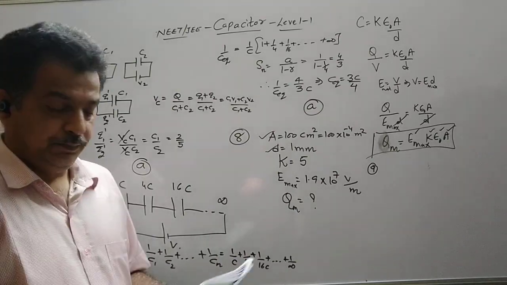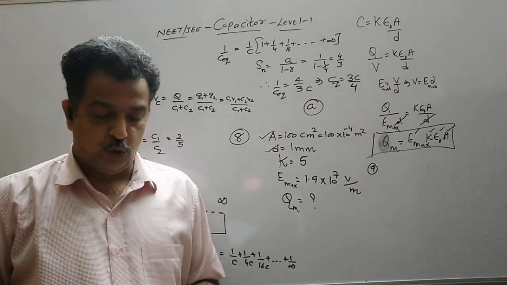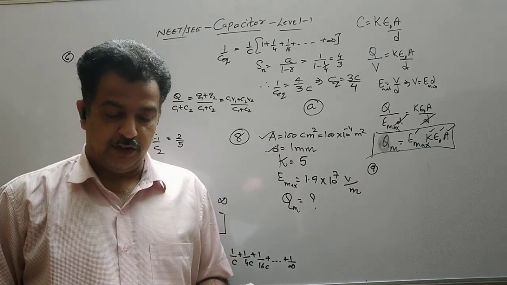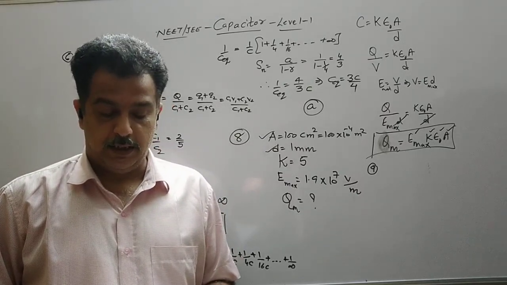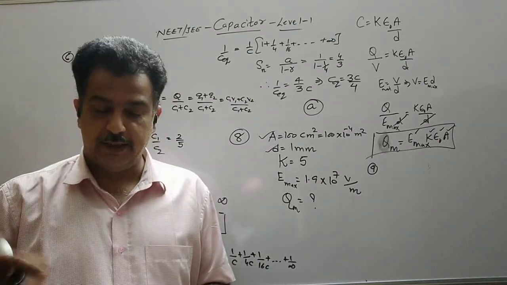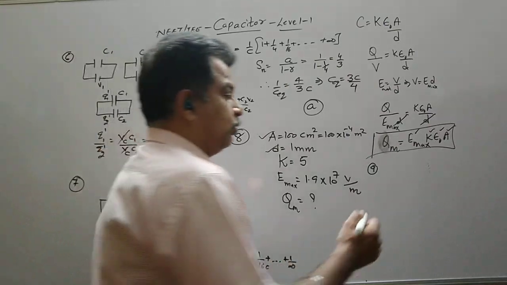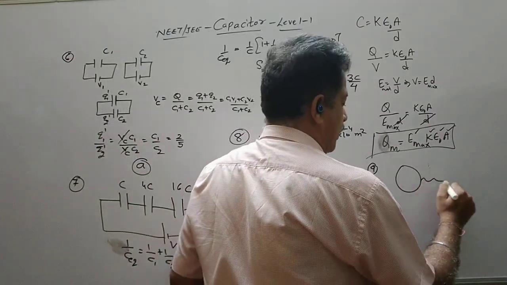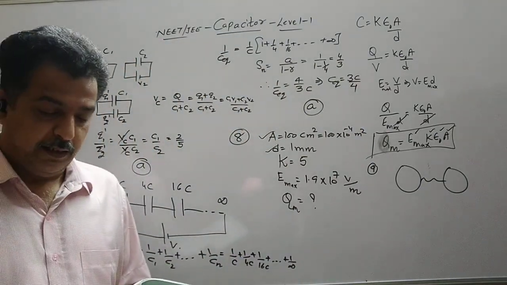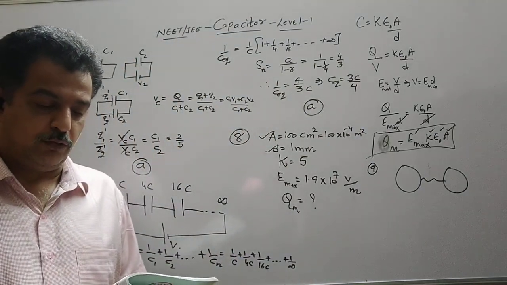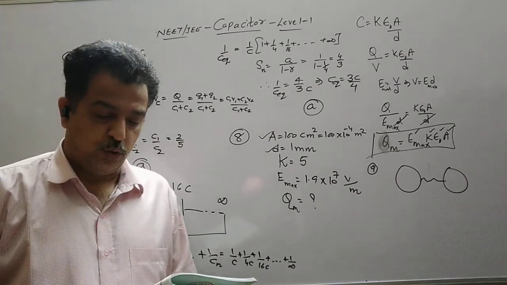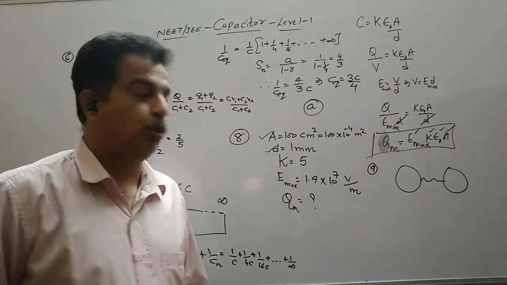Question number 9. Two insulated conductors are charged by transferring charge from one conductor to another. Transferring charge from one conductor to another can be done by connecting a wire. A potential difference of 100 volt was produced on transferring 6.25 into 10 raised to 15 electrons from one conductor to another.